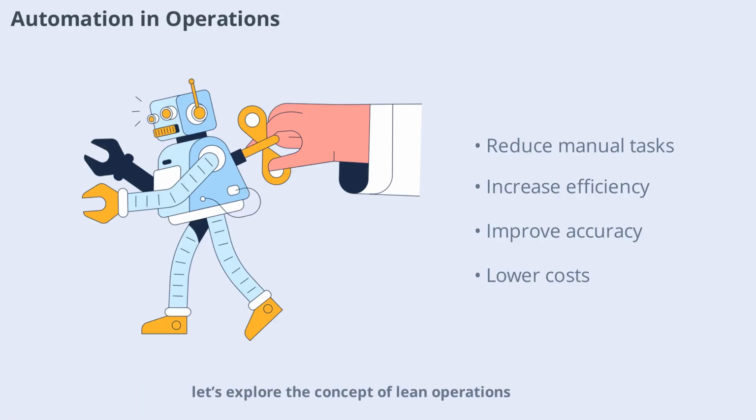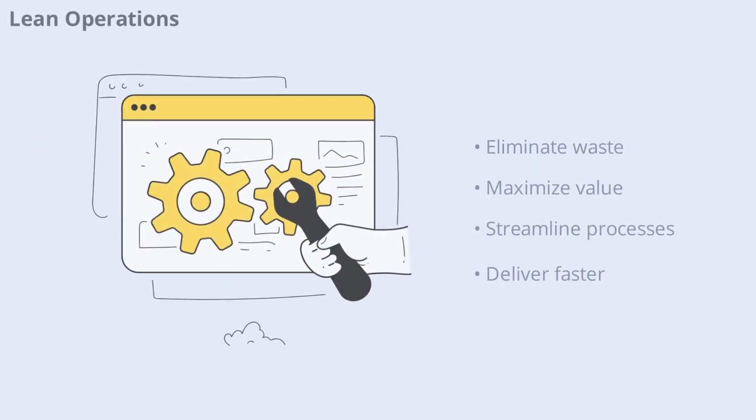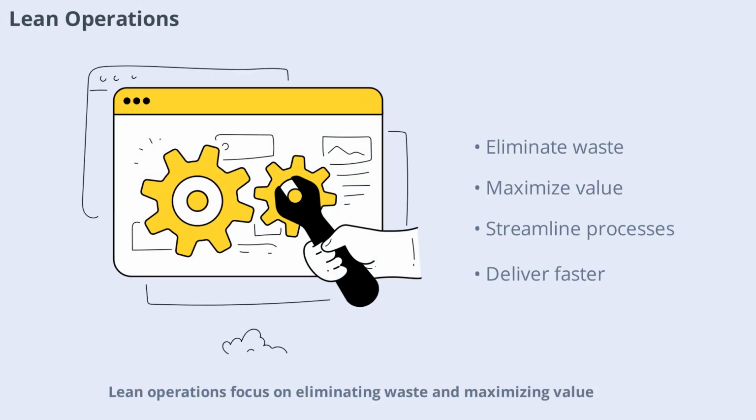Now let's explore the concept of lean operations. Lean operations focus on eliminating waste and maximizing value. The goal is to deliver products and services using the least amount of resources.